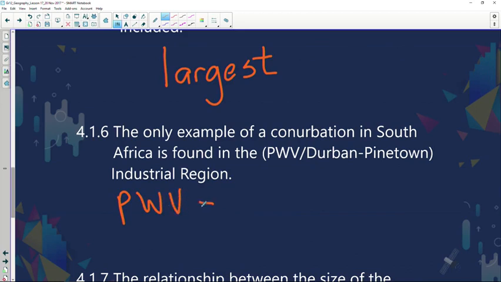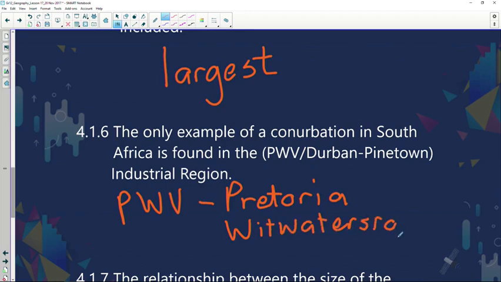Remember, PWV stands for Pretoria, Witwatersrand and Vereeniging. If you remember, when we looked at the theory, those are our 4 industrial hubs. The PWV is the biggest, the second largest is the Durban Pinetown, the third largest is the Southwestern Cape District, and lastly is the Port Elizabeth Uitenhage area.